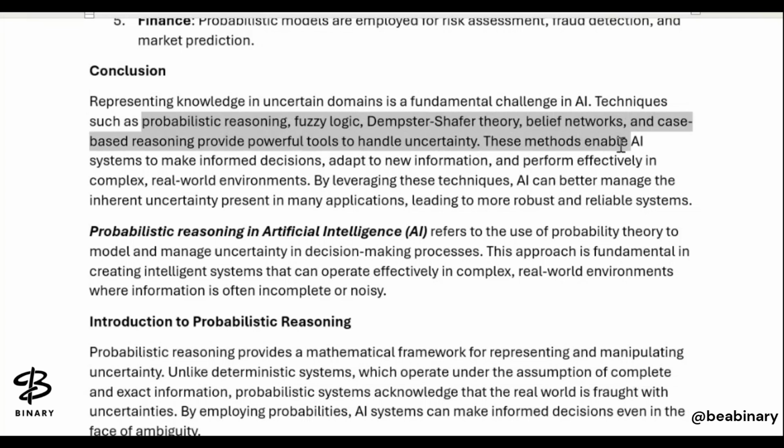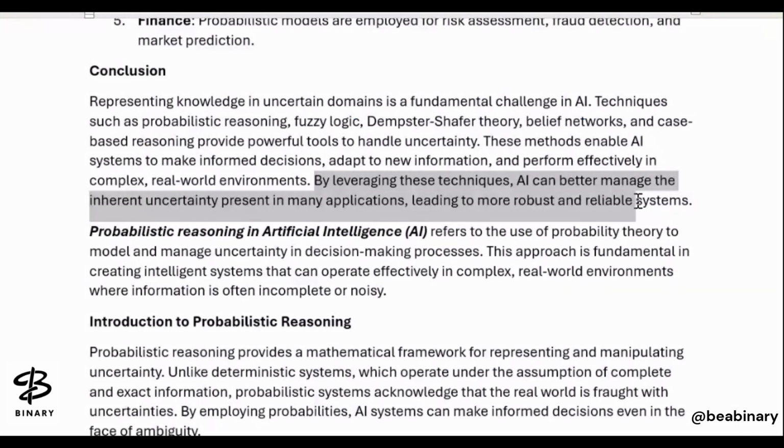These methods enable AI to make informed decisions, adapt to new information, and perform effectively in complex real-world environments. By using these techniques and models, AI can better manage the inherent uncertainty present in many applications, leading to more robust and reliable systems.